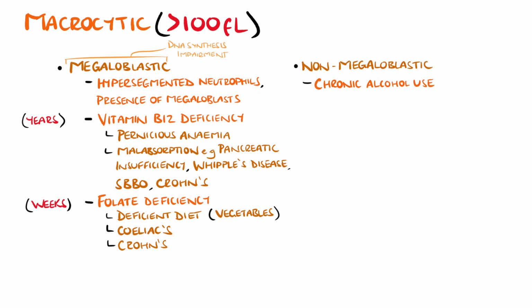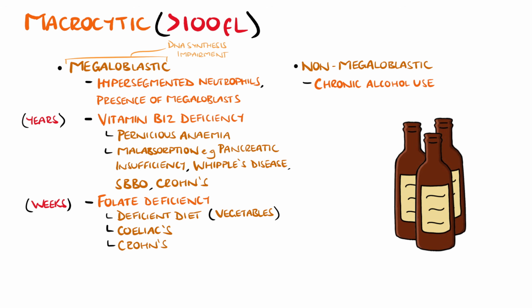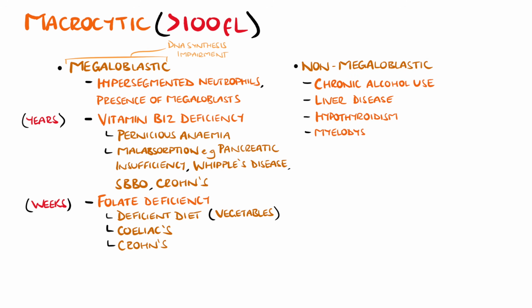Non-megaloblastic macrocytic anemia results from causes other than issues with DNA synthesis. For example, chronic alcohol use, which itself can lead to B12 and folate deficiency, liver disease, hypothyroidism, myelodysplastic syndromes, and sometimes hemolysis and hemorrhage, which may lead to high levels of reticulocytes.